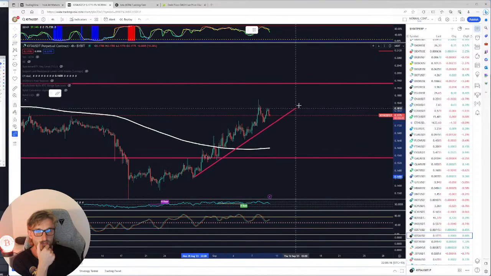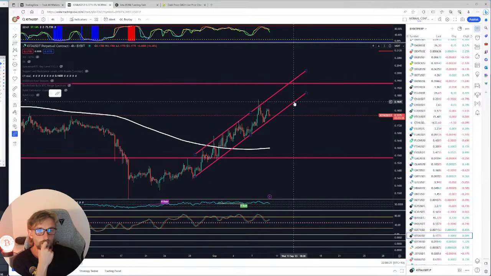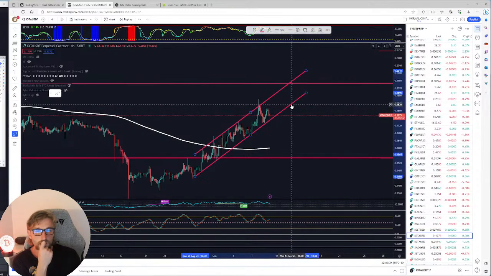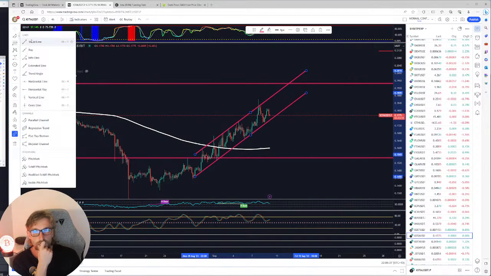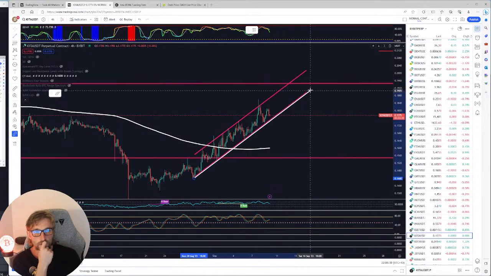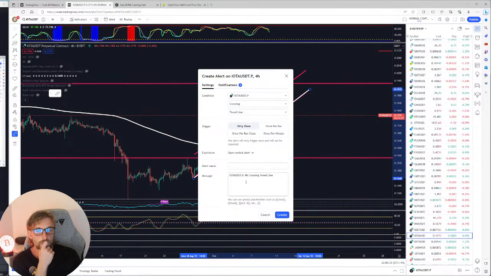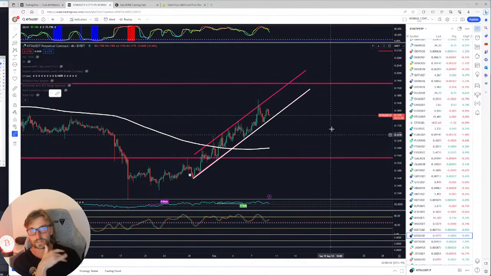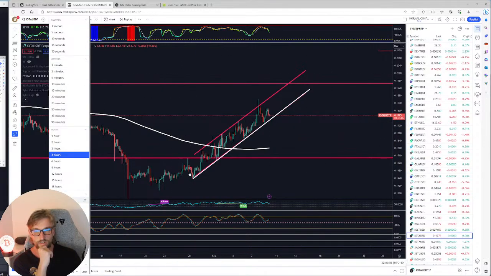A breakdown would be nice. If it's not just one big red candle, which I fucking almost guarantee that it will be. Catch it on a 4-hour candle close crossing to the downside would be nice. Alright, so there you go. That's the number one candidate right now: an IOTA short.